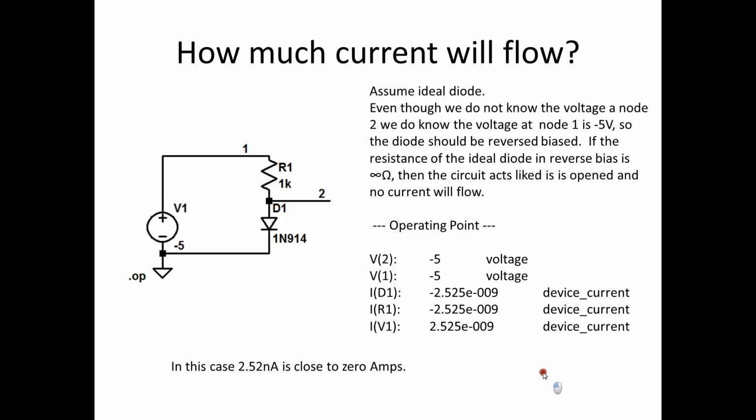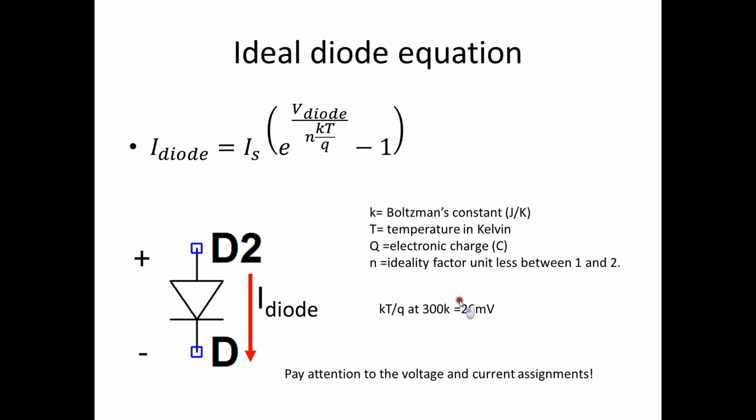Now what about reverse bias? Well, I put in a minus 5 volts. This should be an open circuit. The current should read 0, right? But it does read minus 2.52 nanoamps. And that's because there is a leakage through there. In most cases, though, 2.52 nanoamps can be considered almost 0 amps.